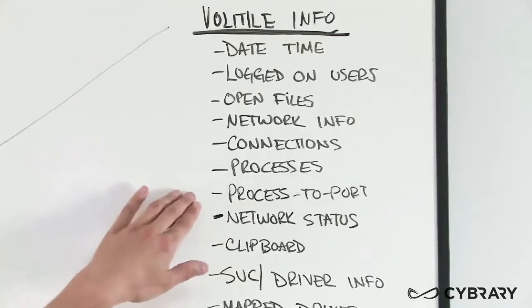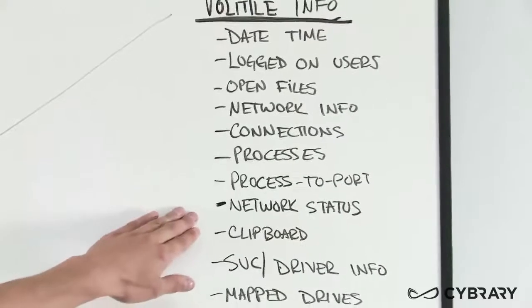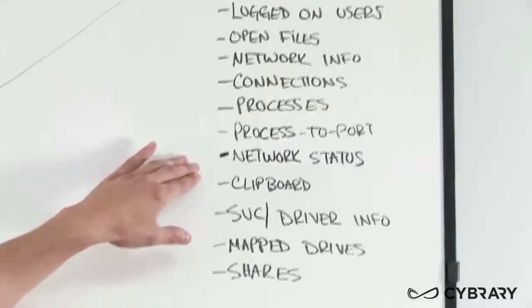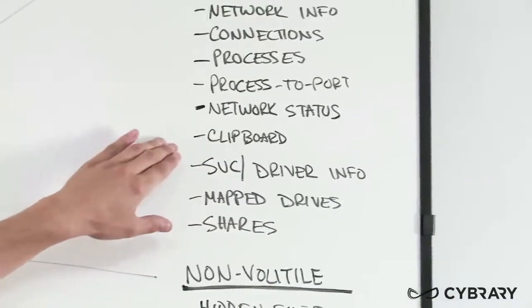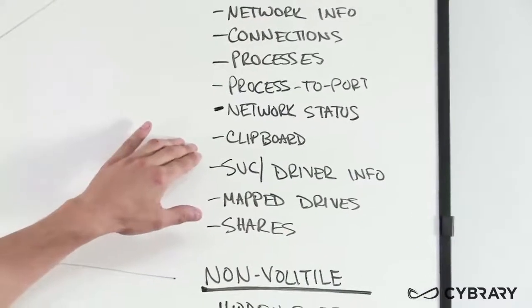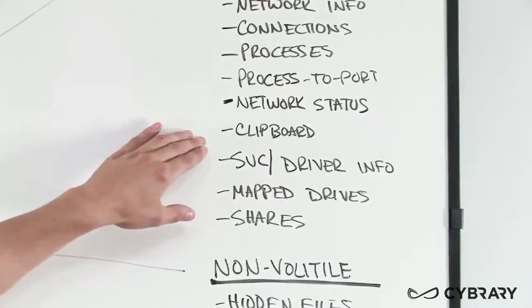Or how about process to port to protocol to file system hard drive mapping? Or to process ID mapping? How about network status? Probably 3 or 4 commands you should be able to think of off the top of your head on that. How about looking at the clipboard? Not just right-click paste, but actually running command line stuff to actually show you the contents of the clipboard.